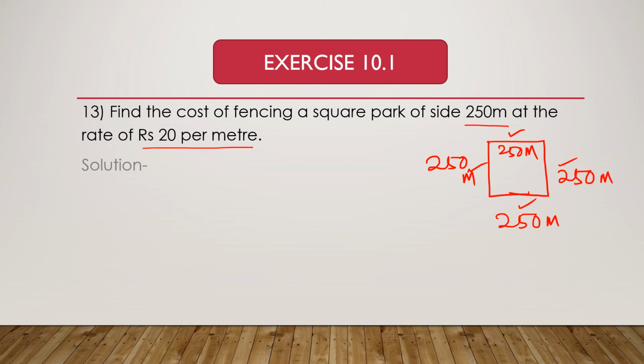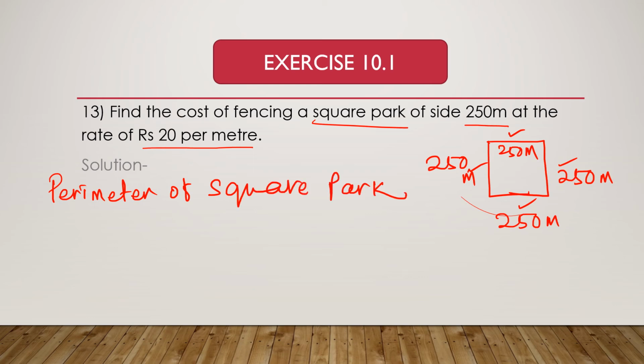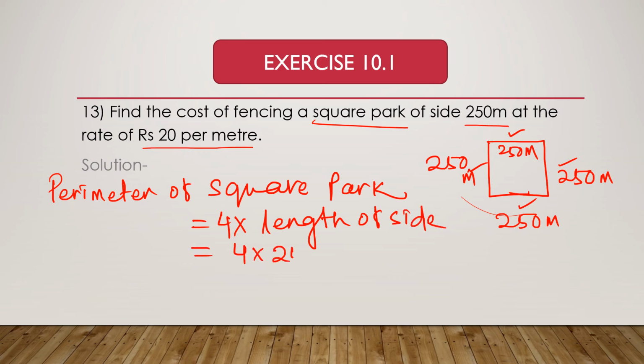In a square, all 4 sides are equal. First, you have to find the perimeter of the square park. Perimeter of the square park will be 4 multiplied by length of the side. That is 4 multiplied with 250 meter. That is 1000 meter. So the perimeter of the square park is 1000 meter.